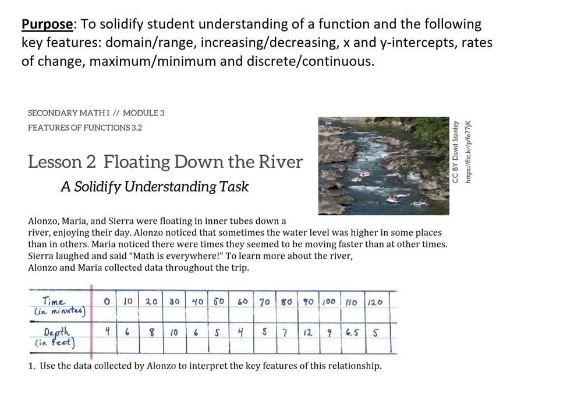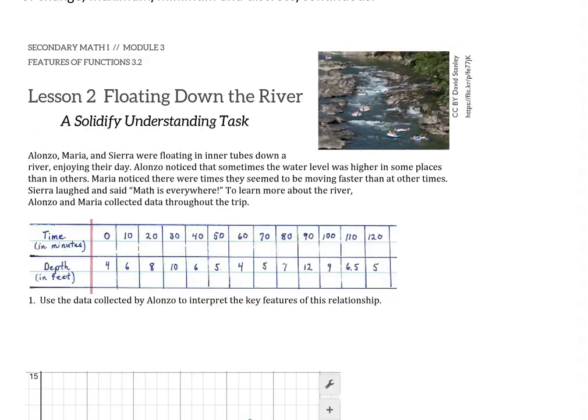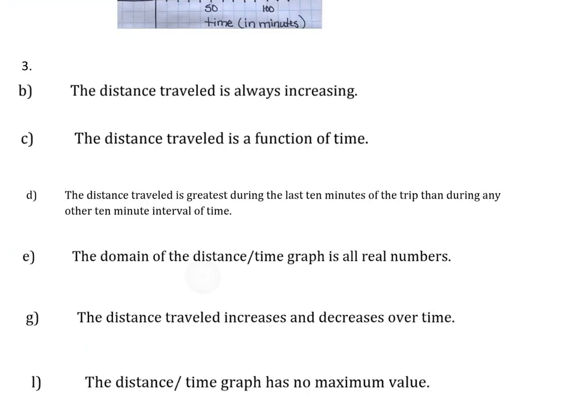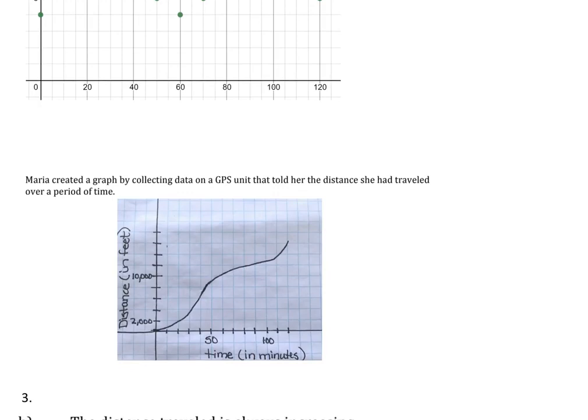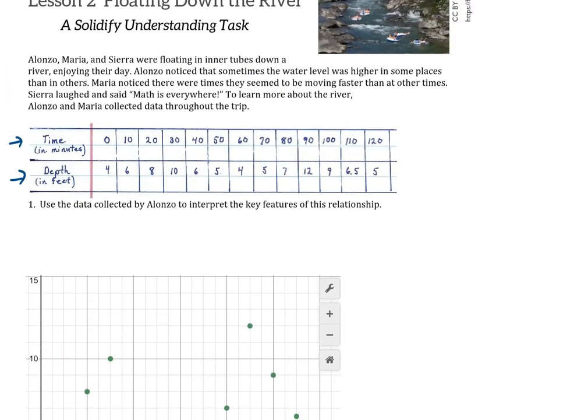First off, for the first goal of solidifying our understanding of a function, let's remind ourselves that for something to be a function, every x has to go to one y. So we have the scenario where Alonzo, Maria, and Sierra were floating down the river in inner tubes. Alonzo decided to collect data comparing time with depth, and Maria decided to collect data comparing distance and time. So we're going to look at Alonzo's data.